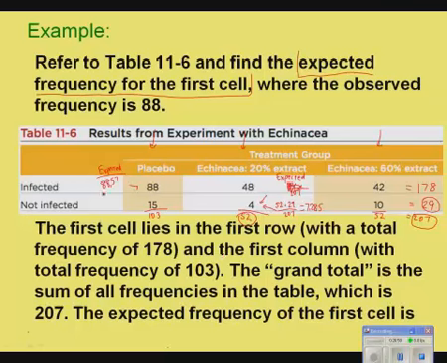Yeah, so how did we get 88.57? We do 103, because that's the total of the column, times 178, and put that over 207. Guys follow that? So we can compute expected for every one of these cells. We'll have 6 expected frequencies, and we are given 6 observed frequencies. So let's see what goes next.